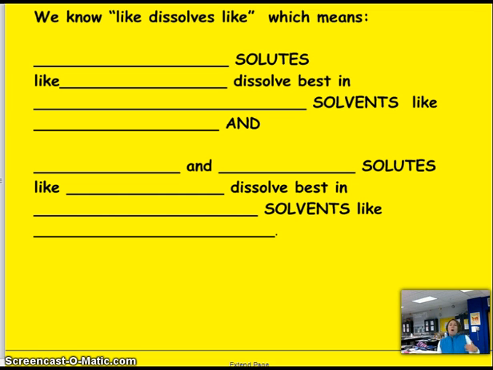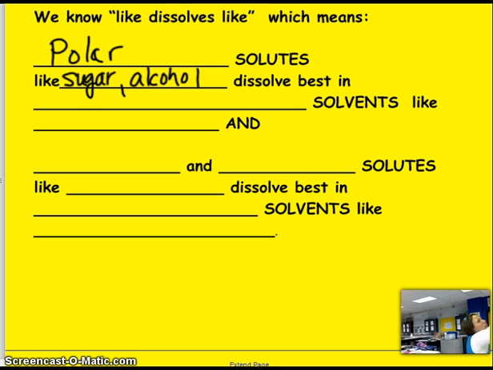Okay? So what we know with like dissolves like is that polar solutes like sugar or alcohol dissolve best in polar solvents like water and ammonia.